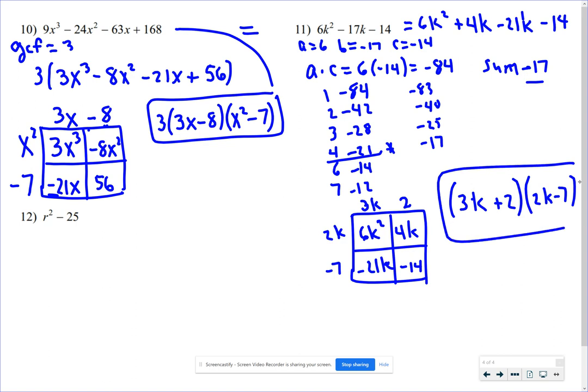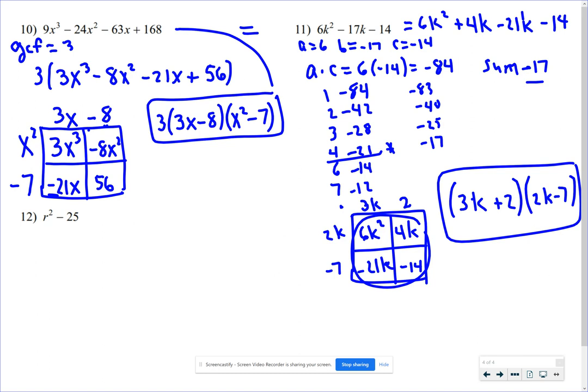And we're done. And we can check that multiplication. 2k times 3k is 6k squared. 2k times 2 is 4k. 3k times -7 is -21k. And 2 times -7 is -14. If I add up the two terms that are alike inside this table, I find out that I get back to what I started from, 6k squared minus 17k minus 14. So we have the correct answer.